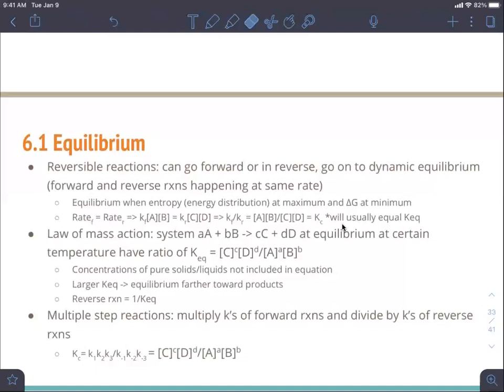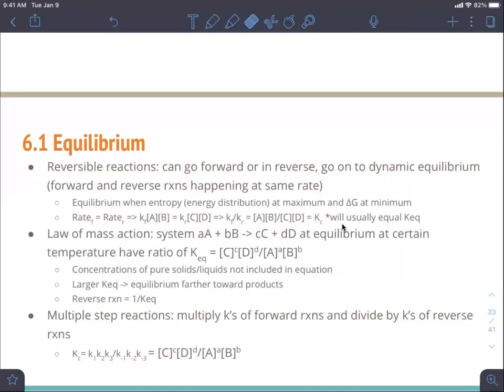Equilibrium is when entropy or energy distribution is at a maximum and the delta G is at a minimum. The delta G being at a minimum should make sense because when a reaction happens, there's a pretty dramatic change in the free energy, right? But when the reaction is at dynamic equilibrium, the rates of the forward and the reverse reaction are similar, so you're not getting much more reactant or product forming. And so that means that's a stable state.